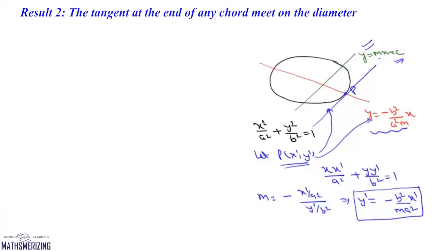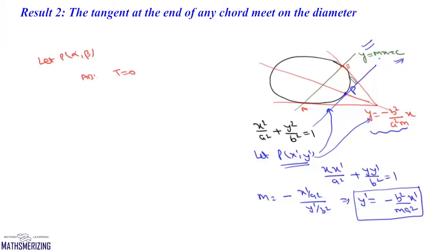Now another result is the tangents at the end of any chord meet on the diameter which bisects the chord. So if we have this chord, say AB, and if we draw tangents at A and B, we need to prove that their point of intersection will lie on the diameter of this chord. Let this point of intersection be P, which is alpha comma beta. Now we can write the equation of this line AB. If the point lies outside, then the equation of chord of contact is given by T equals 0.